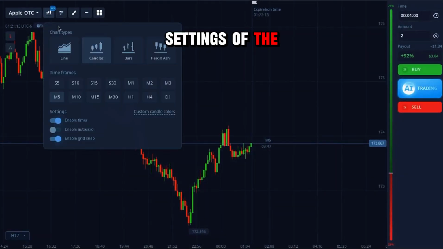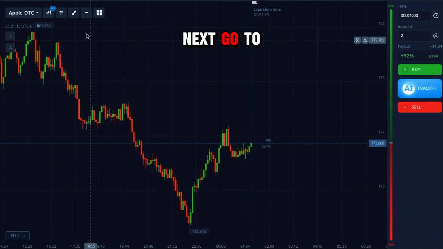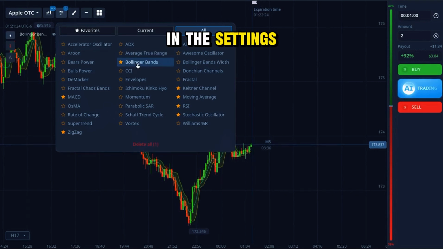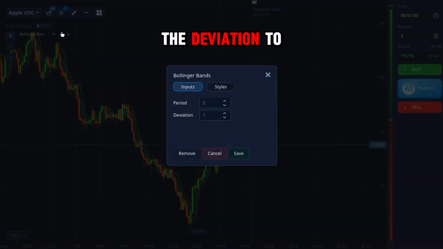Now for the settings of the strategy. First, you'll need to be on candlesticks. Next, go to Indicators and pick Bollinger Bands. In the settings, set the period to 20 and the deviation to 2.